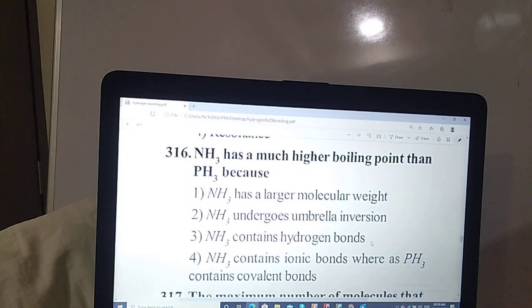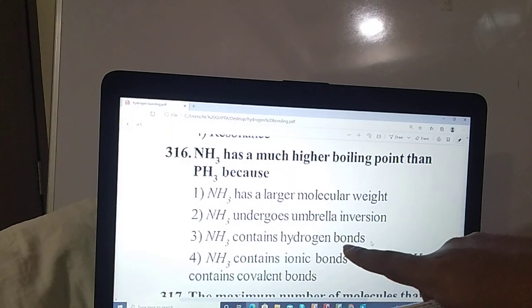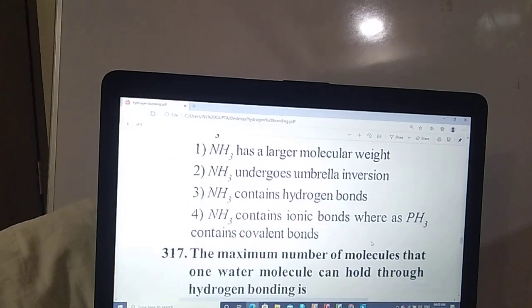So let us check with the options. NH3 has large molecular weight, that is wrong. NH3 undergoes umbrella inversion, wrong. NH3 contains hydrogen bonding, so the correct option will be option number 3, student. NH3 has hydrogen bonding, so it has a higher boiling point than PH3. So for 316, option number 3. Now let us move on to 317.